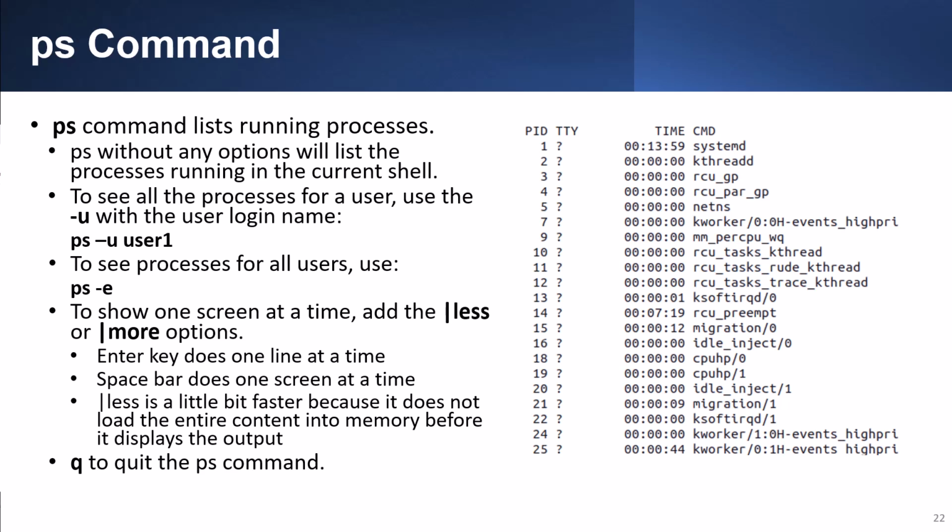To show one screen at a time, add the pipe less or pipe more options. Enter key does one line at a time, spacebar does one screen at a time. Pipe less is a little bit faster because it does not load the entire content in memory before it displays the output. Q to quit the ps command.